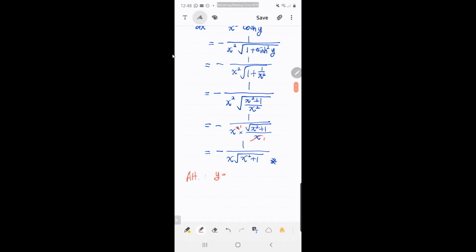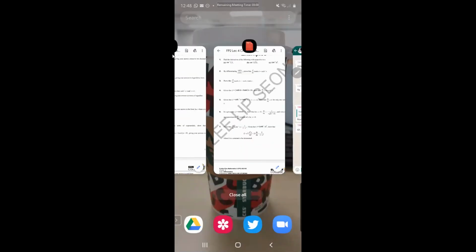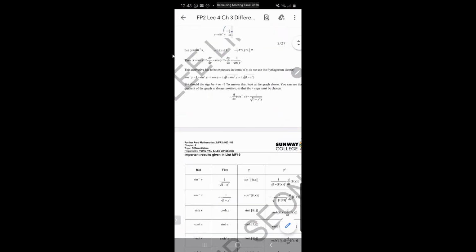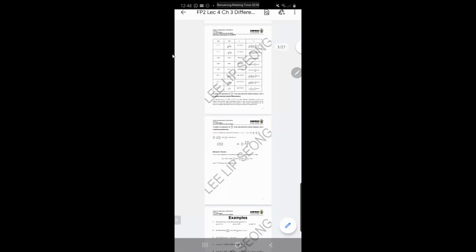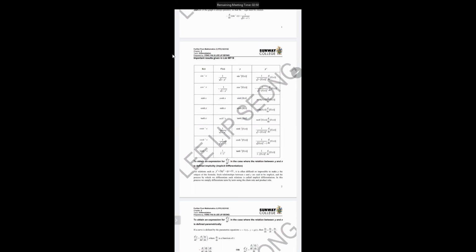you have y equals to sine inverse 1 over x. Then you use the formula. dy dx is equal to. So you have the formula, which one? Here. So you use the table that I gave you. I think this one. So you have sine inverse x is 1 over square root of 1 plus x squared. So you replace the x with f of x. So you remember to differentiate the f of x. In other words, you are using this one.